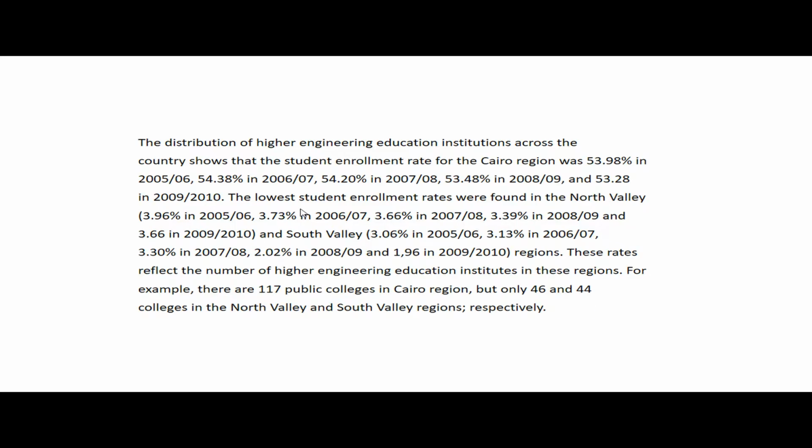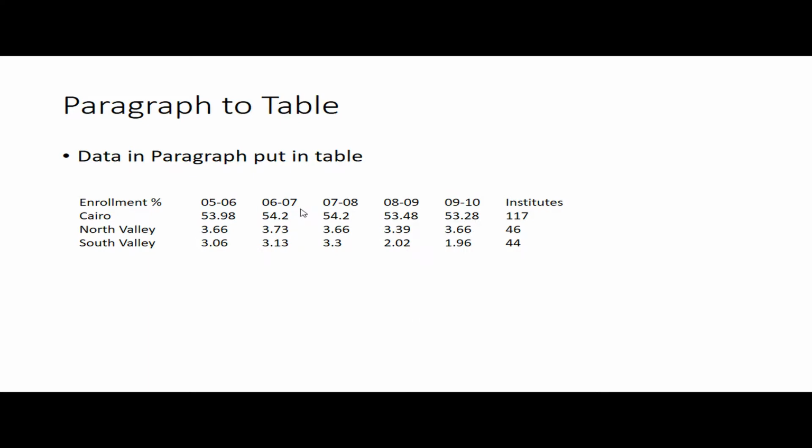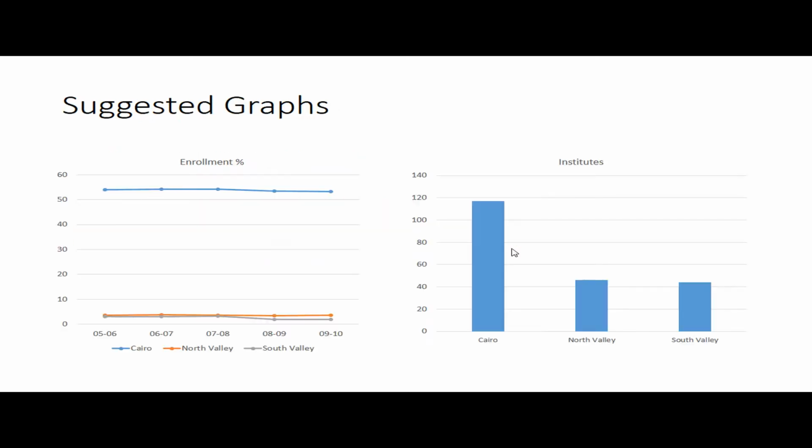In general, before ending this session, every time you see a paragraph like that with a lot of numbers, the message is hidden inside the paragraph. The reader cannot really know the message if I keep the information in the paragraph. One intermediate step is to put this in a table. This table will include enrollment percentage for these years in Cairo, North Valley, and South Valley. In the paragraph, they also report the number of institutes. This could be a good solution, but a better solution is to plot them, and this is how I plotted them.